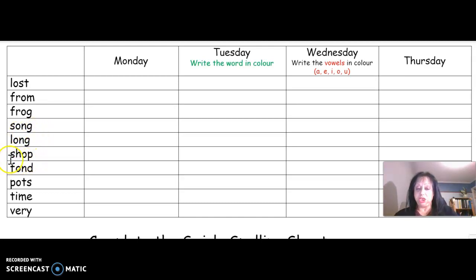Shop. Sh, O, P. Again. Sh, O, P. How many? 3, because we blended the first 2 letters together. We blended S and H, sh, O, P. Most of the shops, I'll put an S on the end when I make a sentence, most of the shops will be closing soon. It's a bit sad. Don't forget time and very.